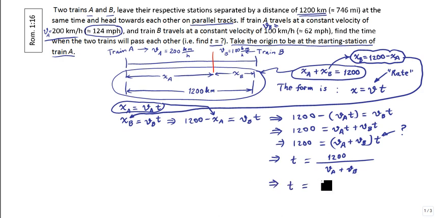T is equal to 1200. Now I'm going to go ahead and put units so that you can see that in fact dimensionally all of this is going to work out. V sub A is 200 kilometers per hour. V sub B is 100 kilometers per hour.